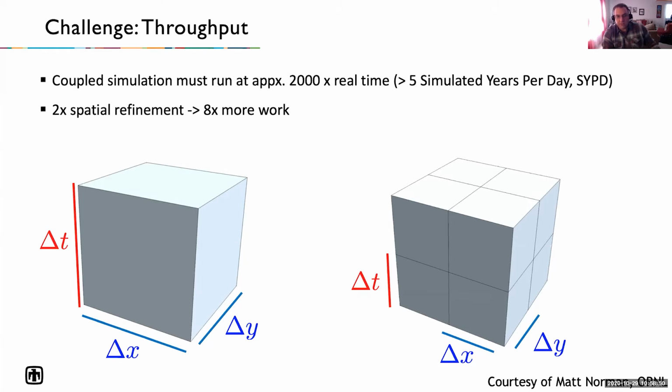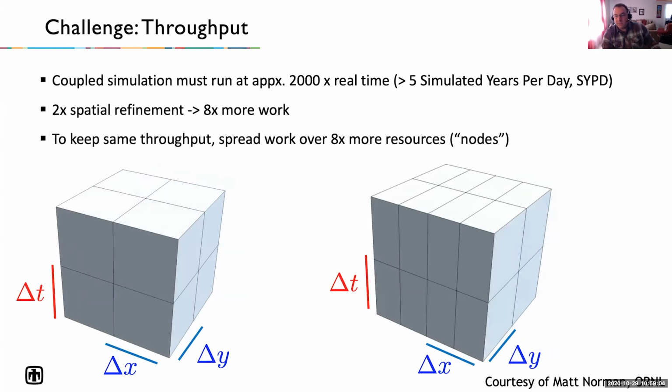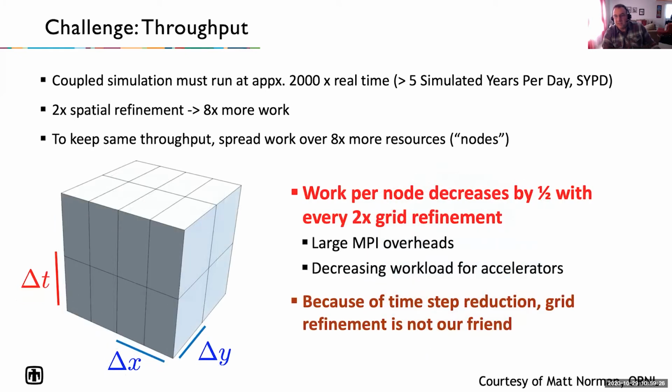But if you increase the resolution by a factor of 2, you have to also decrease your time step by the same amount. And so a 2x spatial refinement translates into 8 times more work. But we have to keep the same throughput in order to meet our science goals. So we use our big computers and we spread that work over 8 times more resources, generally nodes. And you can see the problem right here is that the work is no longer distributed evenly. So the work per node actually decreases by half with every 2x grid refinement.